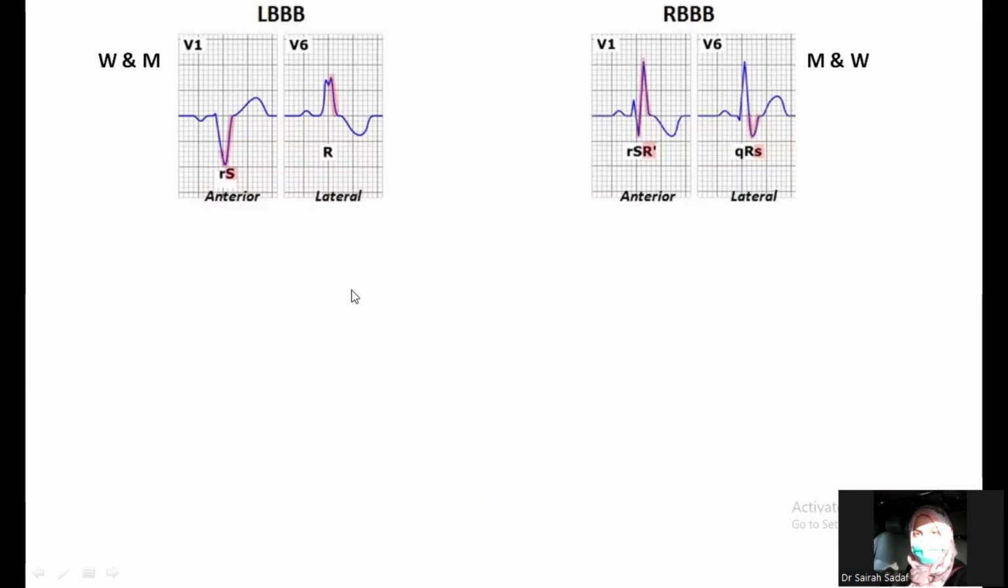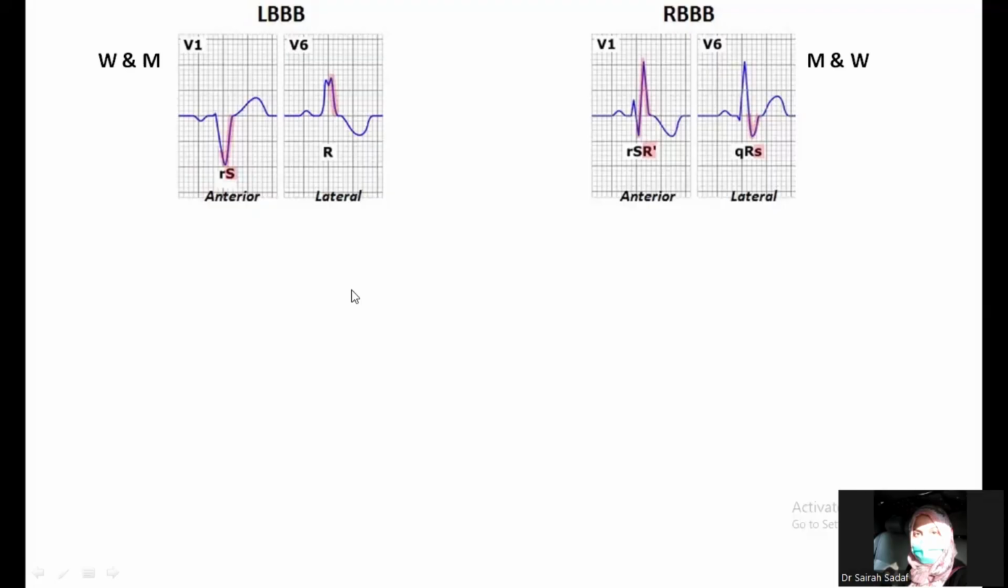Now about the LBBB and RBBB. Okay, the rule is the same. V1, V6 will be right and left respectively. V1, V2 will represent the right side, and V5, V6 will represent the left side, first of all. Secondly, same rule will apply here. Almost same rule will apply here.